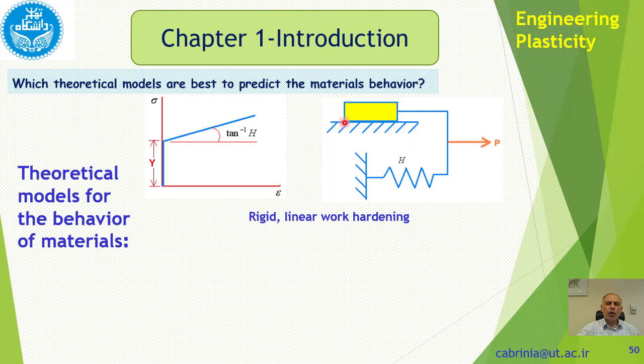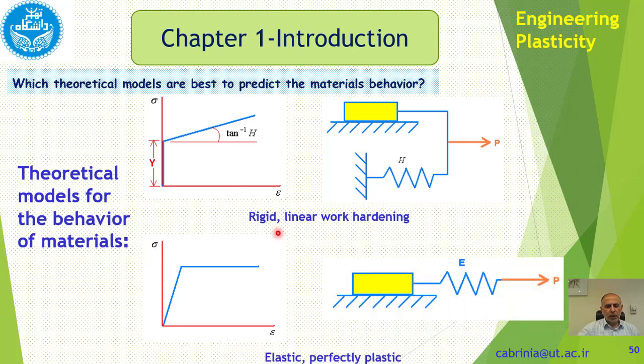We can model it like this. If you put a block on a rough surface and a spring here, then when we apply the load, it doesn't move, because the spring prevents it from moving. Once P reaches a certain value, it starts to move. While it moves, the spring also moves, but it has a stiffness H. So you have this gradient here, because if you didn't have this, it would be just a straight line like that.